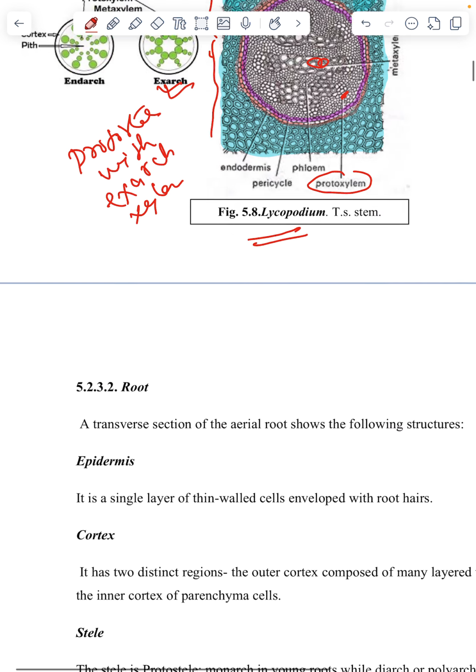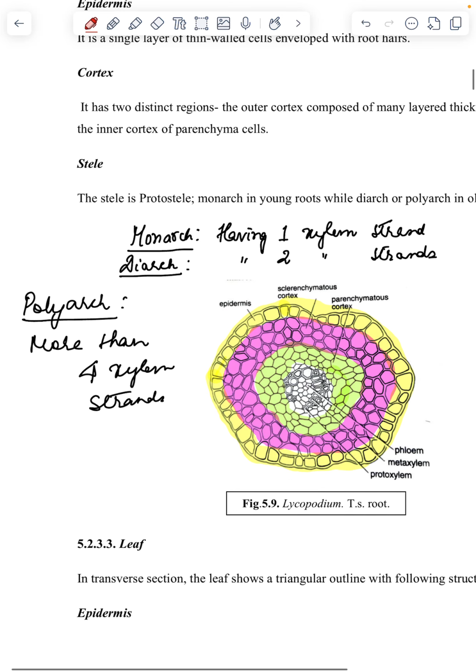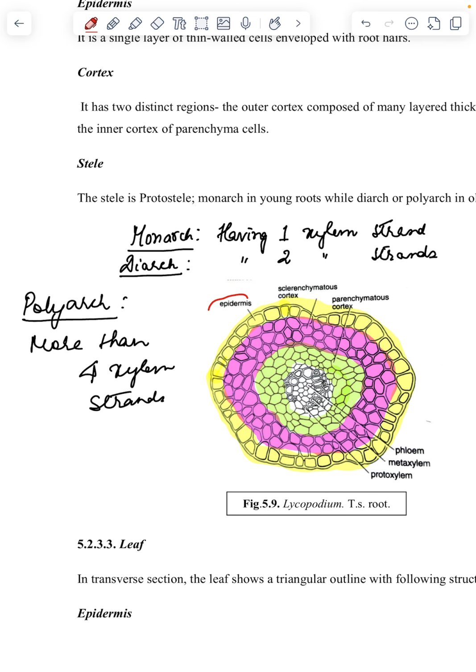Now moving on to the anatomy of root of Lycopodium, we can see a structure like this. Okay, so at first you will see an epidermis, which is again below the epidermis. There you can find cortex, which is divided into two zones.